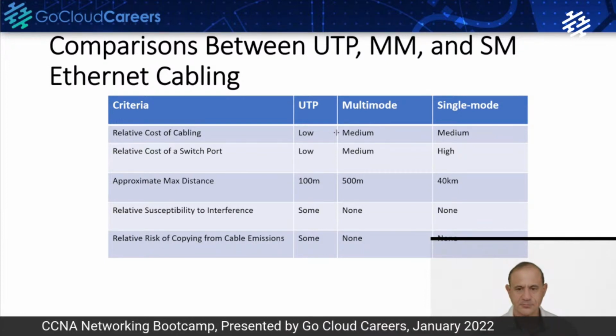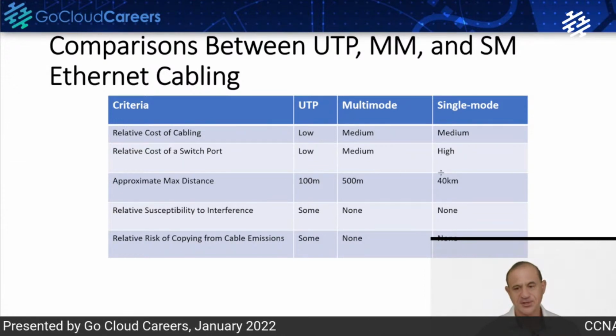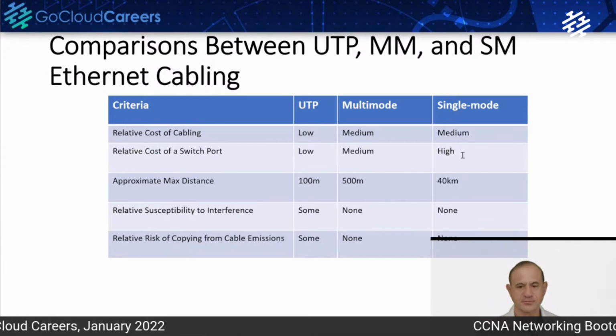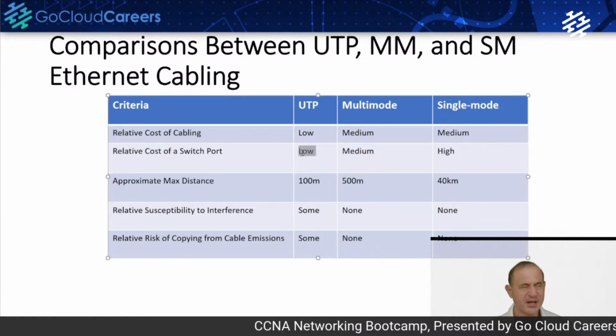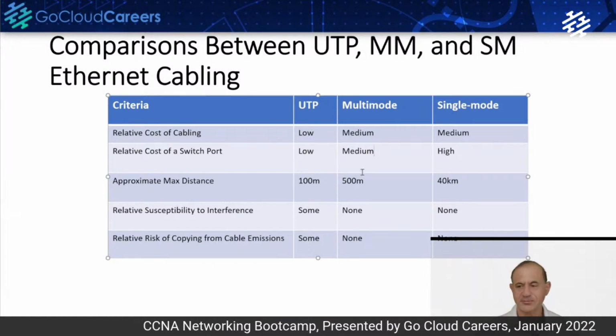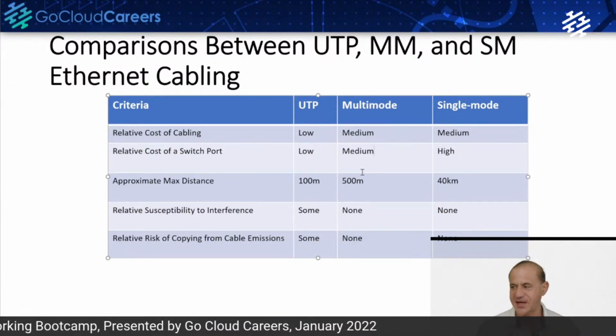The multi-mode fiber, you're starting to pay for it. Single mode fiber, this is getting expensive. Now let's talk about the part on the switch. Copper port's cheap, cheap, cheap. Multi-mode, you've got to buy a laser, an optic. It's starting to get expensive. Single mode, you could be paying thousands of dollars for the port.